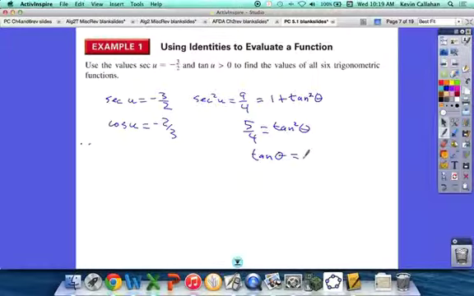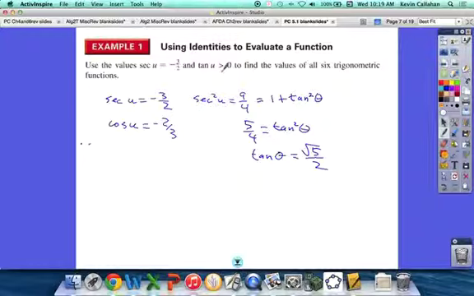What is the tangent? The square root of 5 divided by 2. Okay, now normally when you take the square root, you have to do plus or minus. Why do we not have to do the plus or minus on this one? Because it says the tangent is positive, right? So you don't worry about the minus. They told you that it's positive.